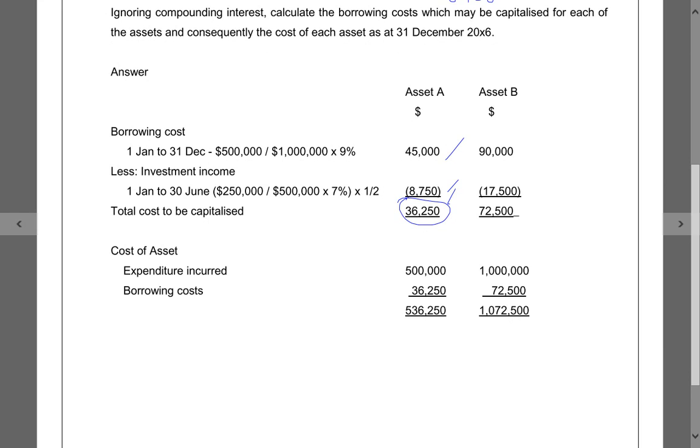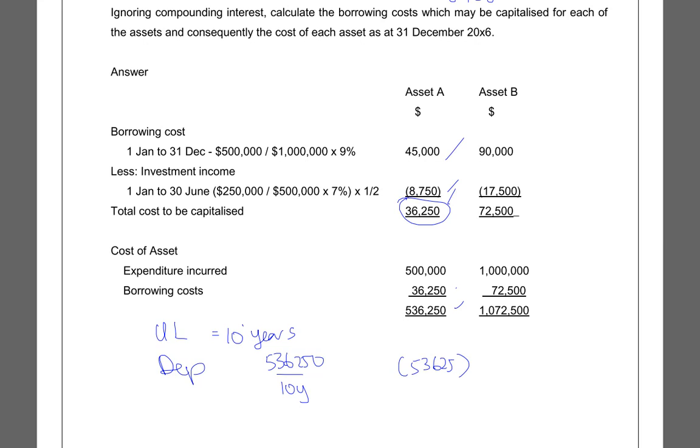So let's say, for example, the useful life is 10 years. My depreciation will be 536,250 divided by 10. I depreciate 53,625. Because this is my asset, I capitalize 36, so the asset value is 536. So useful life 10 years, divide by 10 years. Okay.